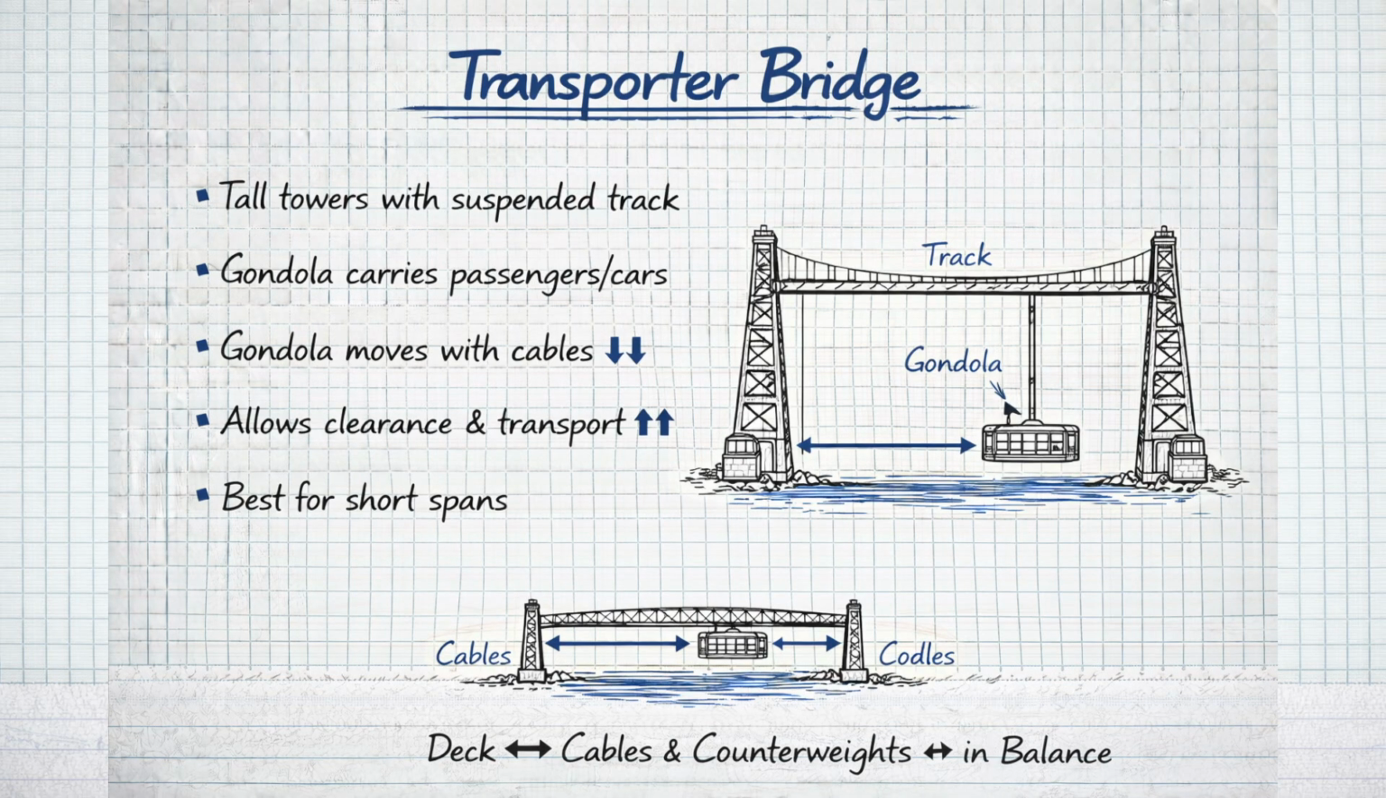14. Transporter bridge. A transporter bridge consists of high towers spanning a river with a gondola hanging below. The suspended platform carries vehicles across like a ferry. It eliminates the need for tall approach ramps. This design is used where building a high deck would be too costly.